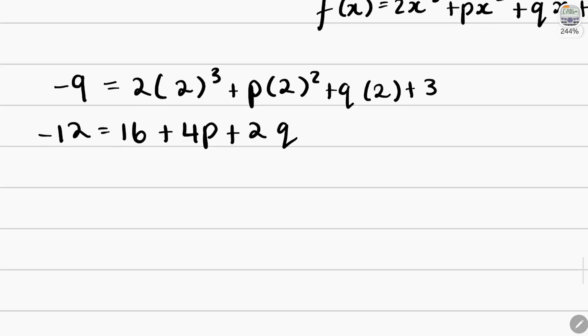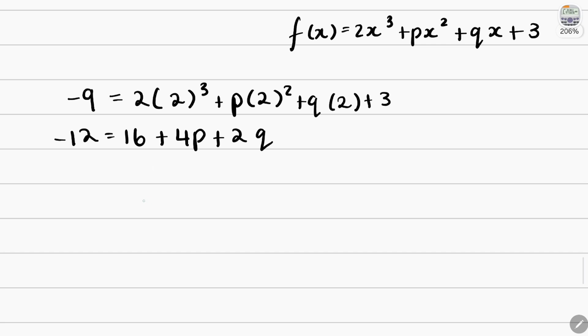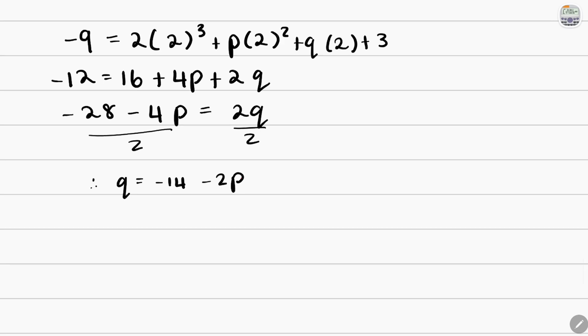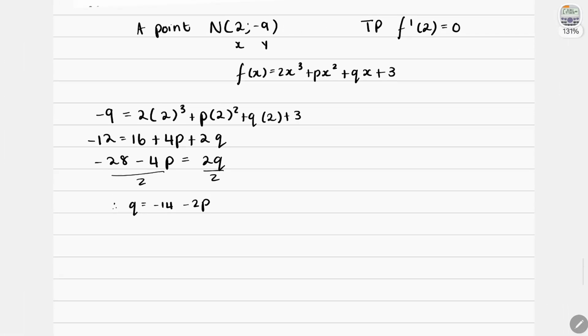Then we'll just transpose that, of course. So when you take it over, it becomes -28. So -28 is equal to 4p plus 2q. And already I can see that we can make q the subject here. So let's transpose the 4p. So it's -28 minus 4p is equal to 2q. Okay, and if we divide both sides by 2, q is simply equal to -14 minus 2p. Okay, so that is the equation we have there. We have q as the subject.